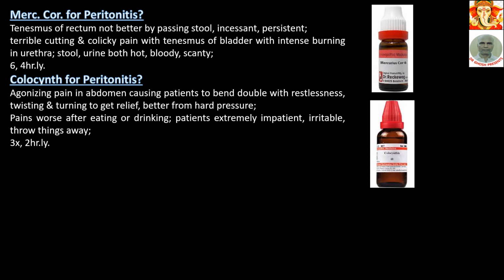Colocynth for peritonitis: agonizing pain in abdomen, causing patients to bend double with restlessness, twisting and turning to get relief, better from hard pressure. Pain worse after eating or drinking. Patients extremely impatient, irritable, throw things away. Colocynth 3x, 2 hourly.